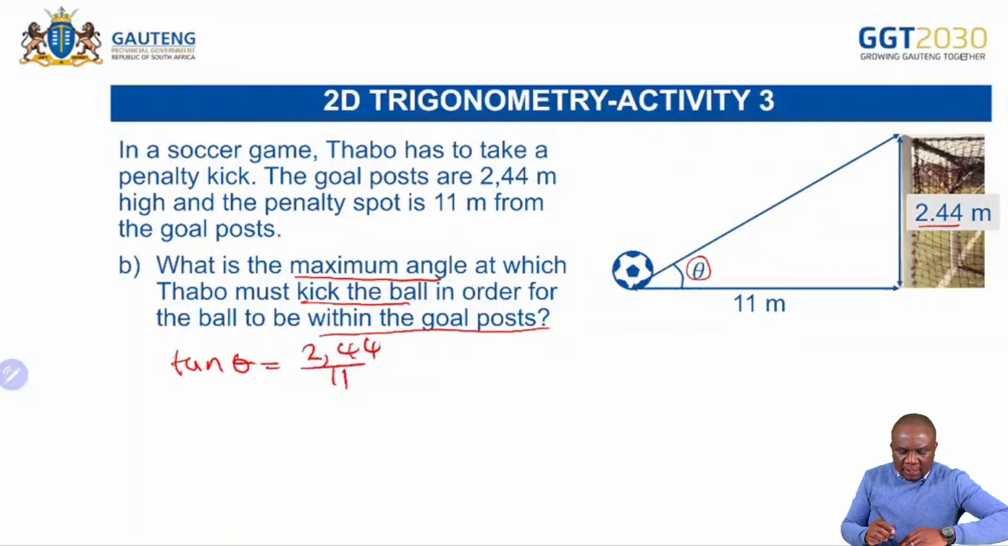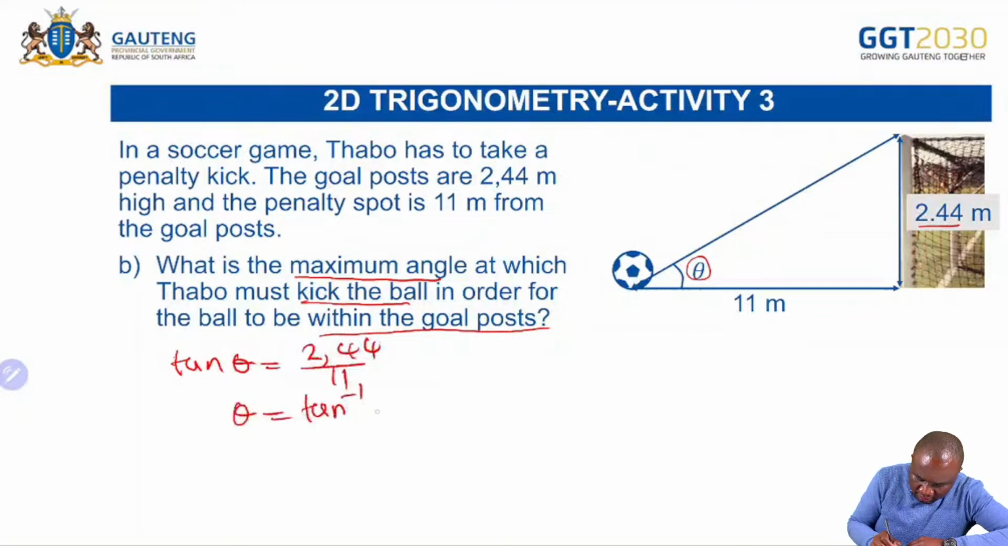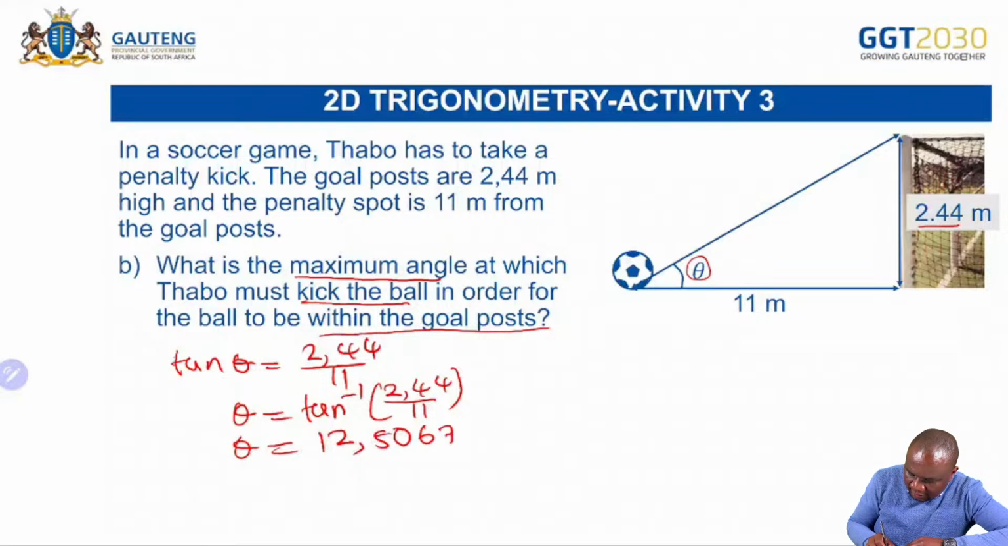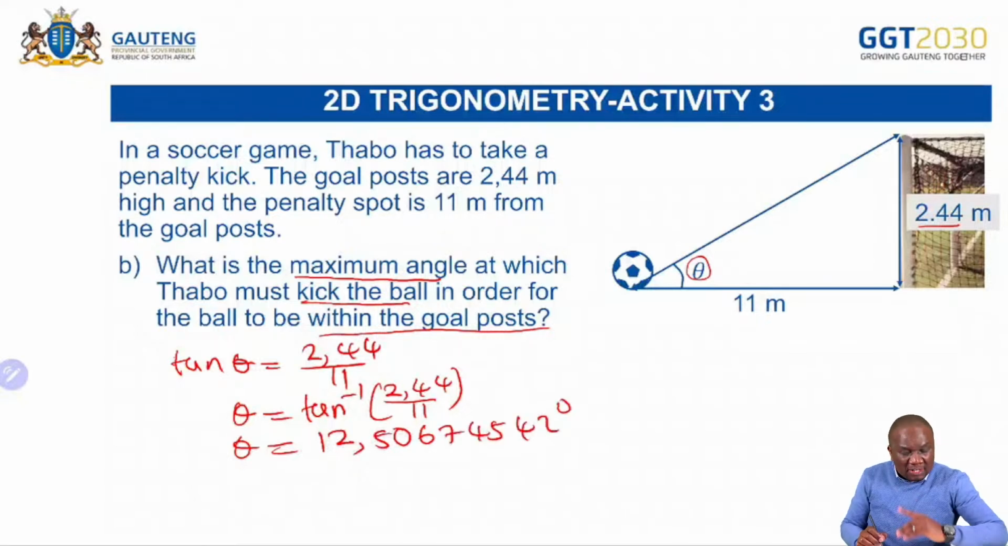Now we're finding angle theta. So theta is equal to arctan, or the inverse of tan, of 2.44 over 11. Put this in the calculator. Theta is equal to 12.50674542. Now, this is the angle, but we have to be careful when rounding off here.